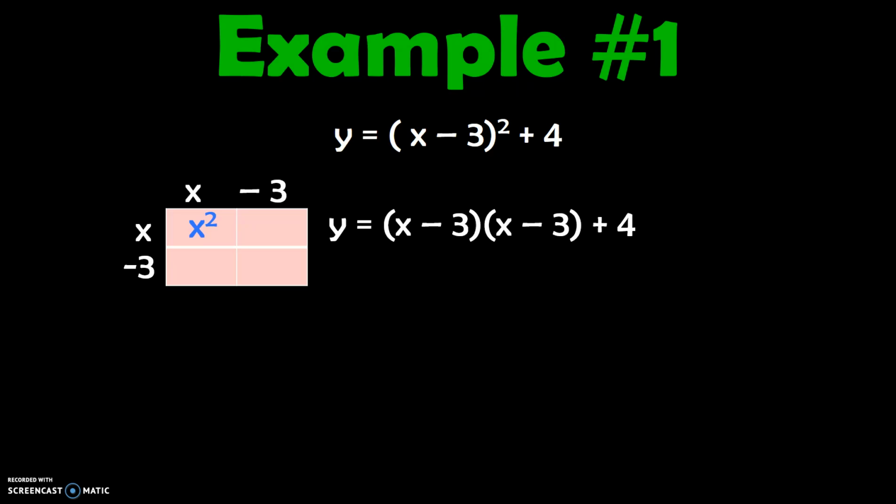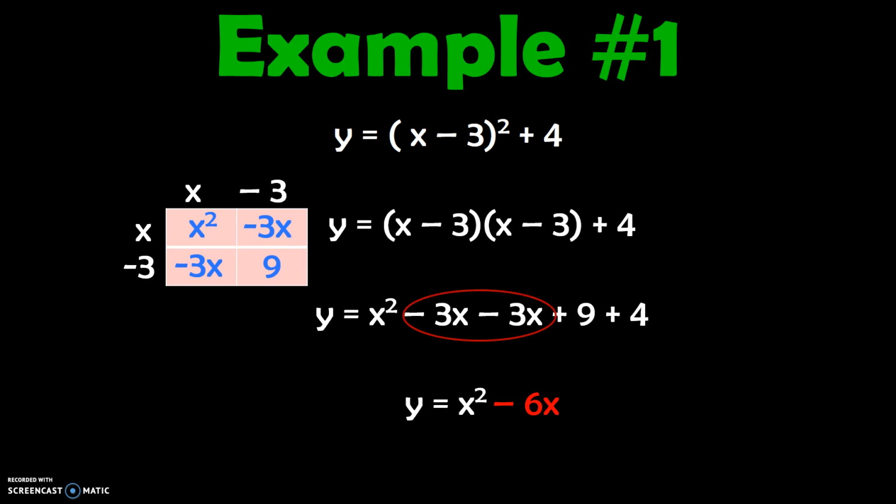X times x is x squared, negative 3 times x is negative 3x, negative 3 times x is again negative 3x, and negative 3 times negative 3 is a positive 9. So what I'm going to do is rewrite this as y equals x squared minus 3x minus 3x plus 9 plus 4. Now if you really wanted to, you could have started off and just done minus 6x right there. So we combine those together, we get the negative 6x, and we're going to then combine 9 and 4 together to get 13. And that's all for that.